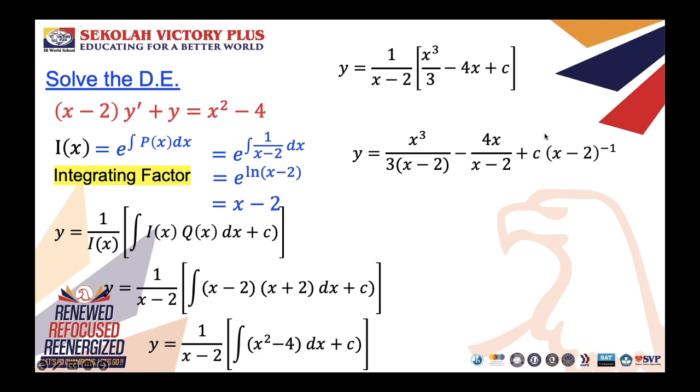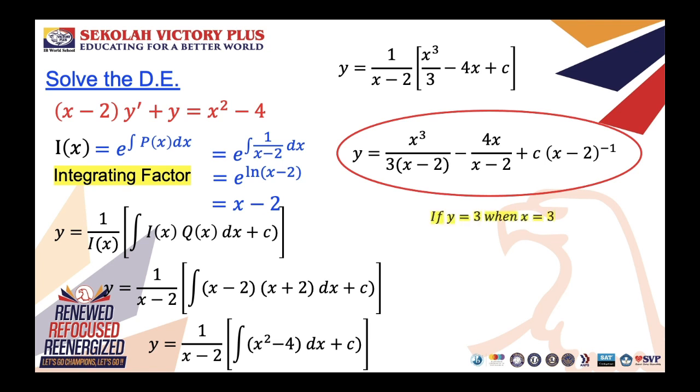Now, take note, usually we write the denominator for the c on top. That is why we usually write it with a negative exponent. This is also true for my first example. So if you have an expression in the denominator with a c, you have to write it on top using the law of exponents, the negative exponent law. This is now our general solution.